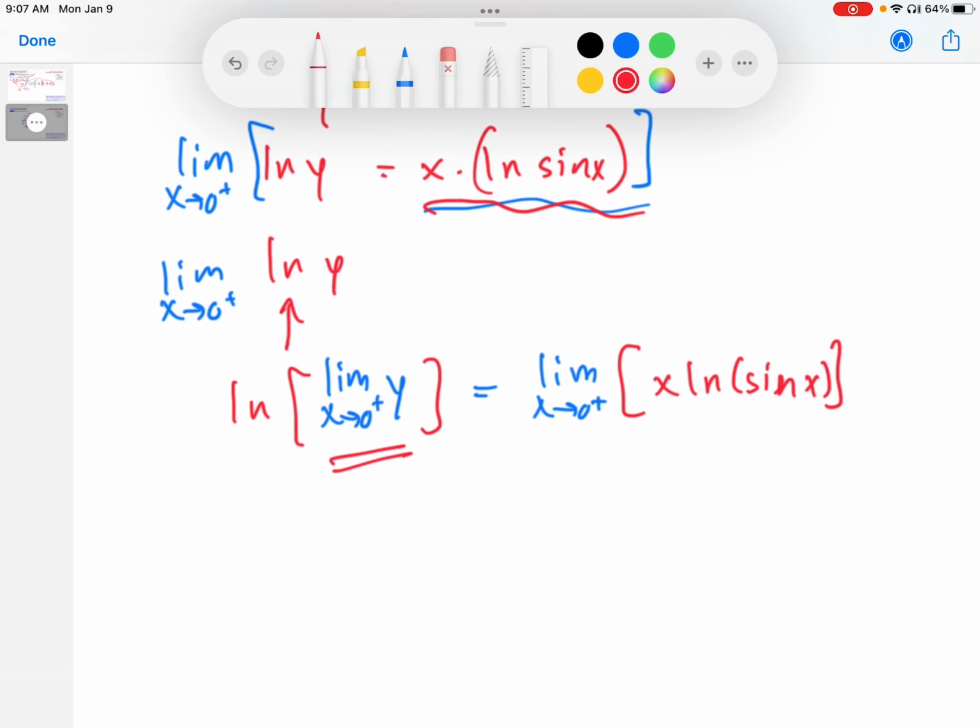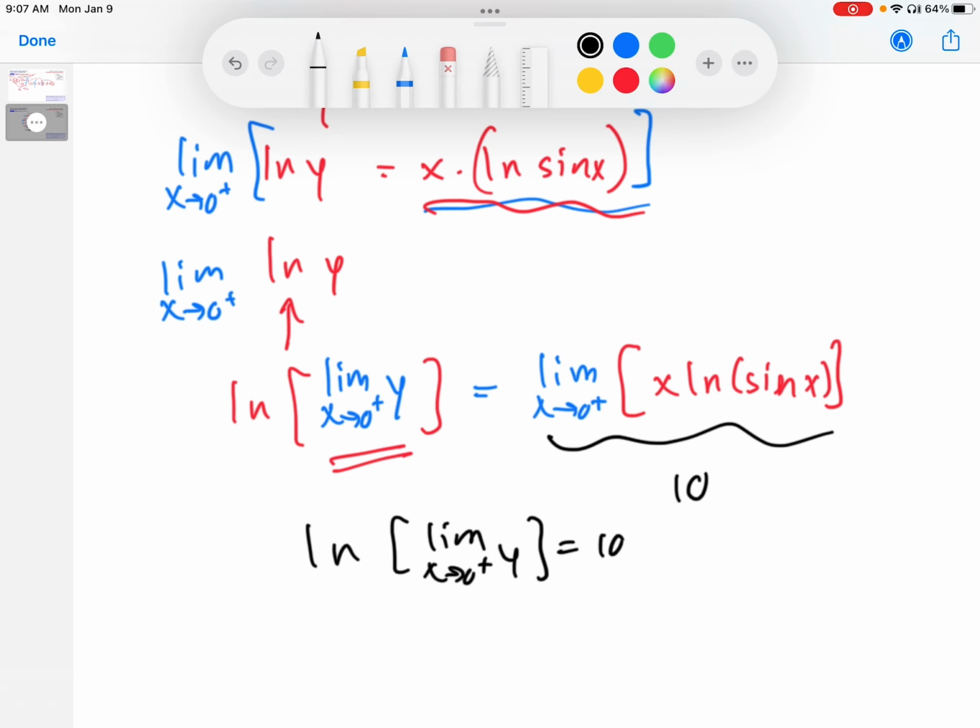Let's say, just for the sake of argument and illustrating how this ln of y business really helps, that this whole limit ends up being 10. So ln of the limit as x goes to 0 from the right of y equals 10. Then this is really nice, because if I just exponentiate both sides, I get that the limit as x goes to 0 from the right of y equals e to the 10th. That is literally the answer to the limit that we're looking for.